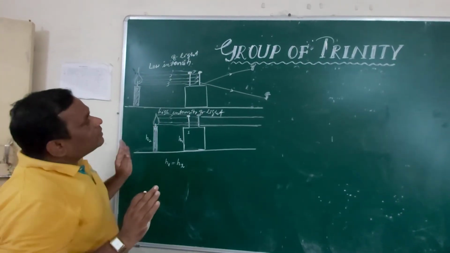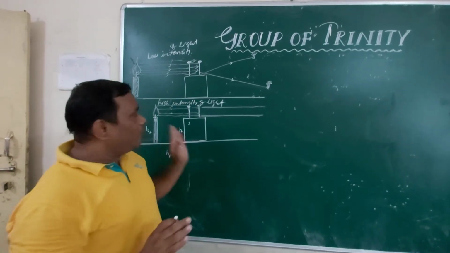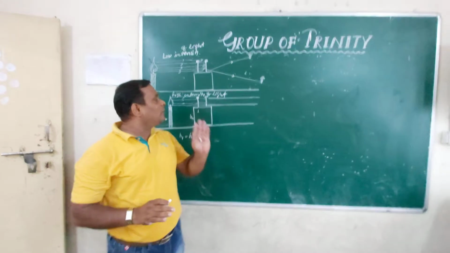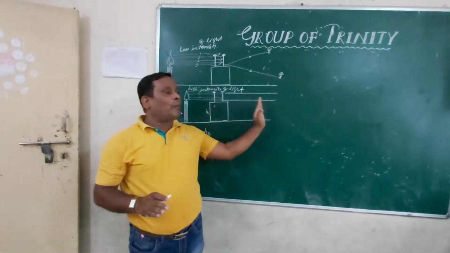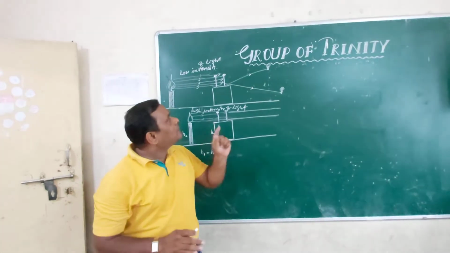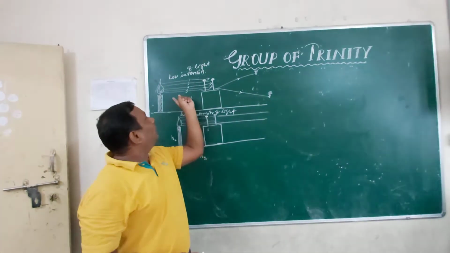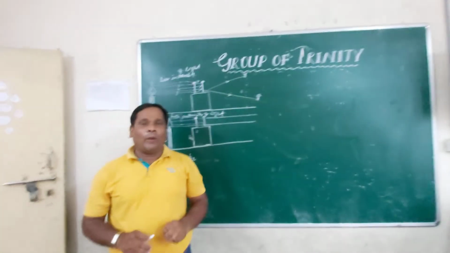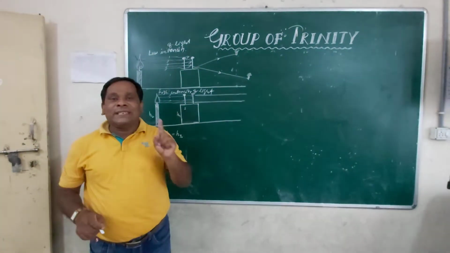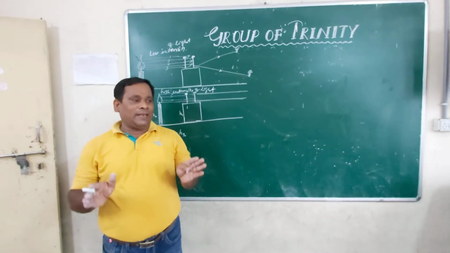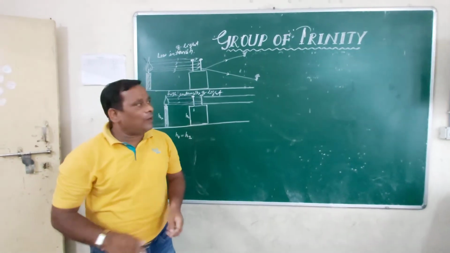Okay, children, so I clearly inform you that when the high intensity of the light falls over an opaque object, the shadow which will be formed is the parallel shadow. When the low intensity of the light falls on the object, the shadow which is formed is diverging, right? That is, the divergence shadow will be formed.